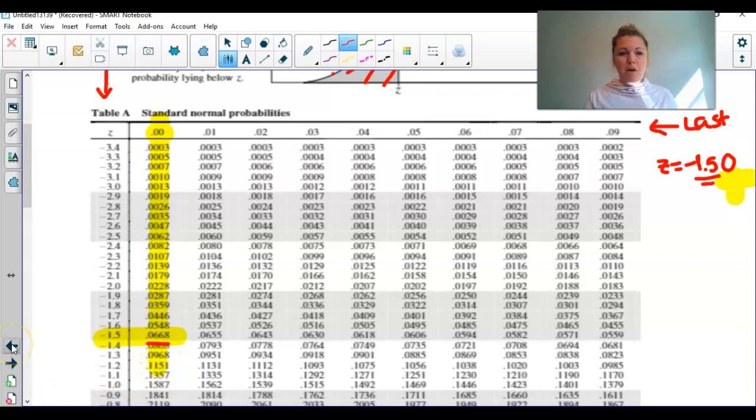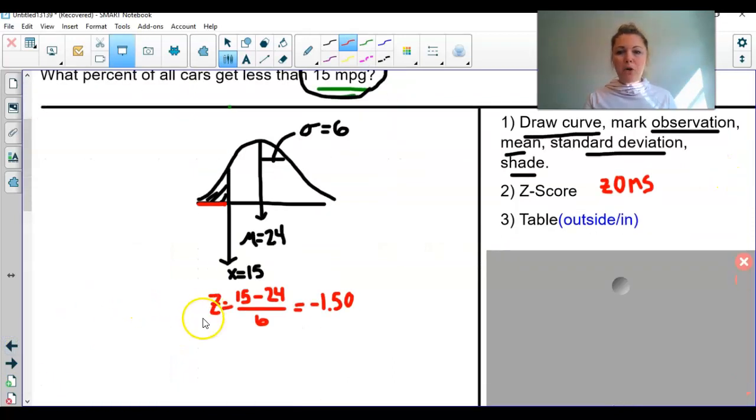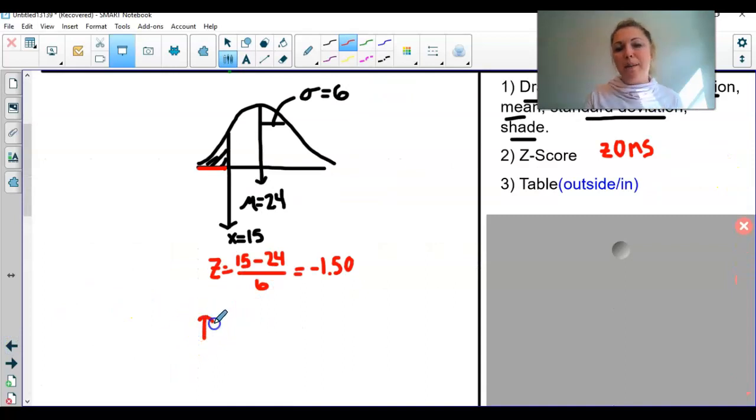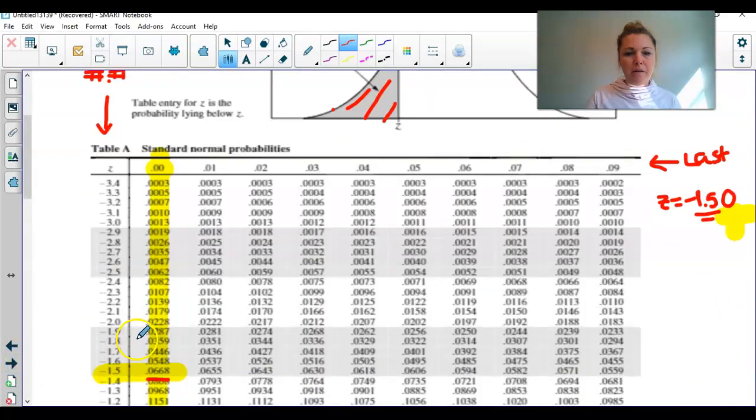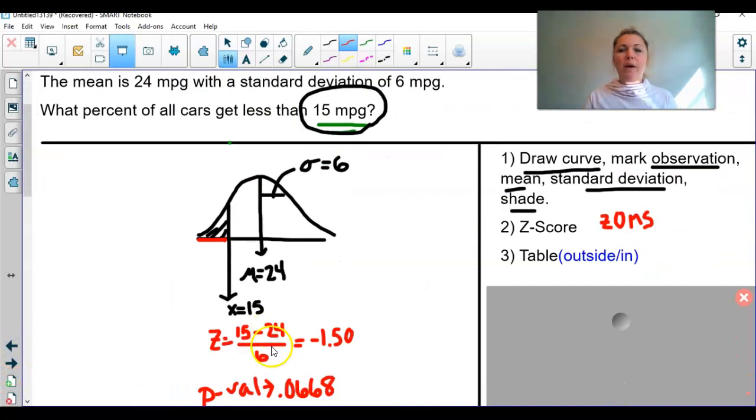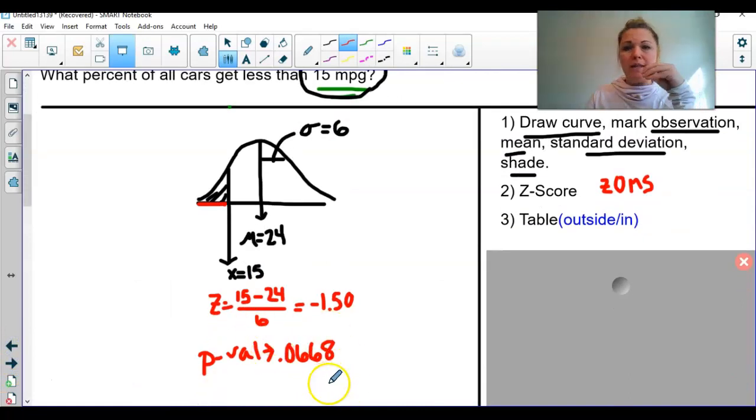Okay, so now what did we get? We got a proportion, or another word for it is a p-value, of 0.0668. Let me just double check. I don't want to make a mistake on the video. Yep, we're good. So that is not a percent right now. That's a proportion. We want to change it because it does ask for the percent. So just move that decimal 2 to the right to give us 6.68%.